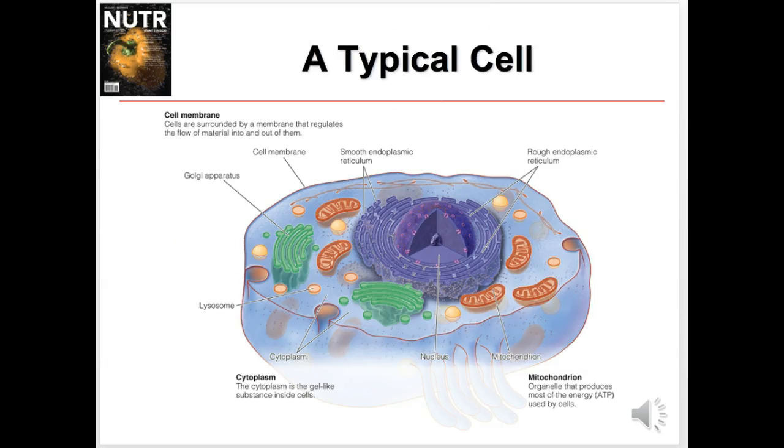Let's look at a typical cell. You can see the cells are surrounded by a membrane that regulates the flow of material in and out of them. And that's your cell membrane. As you look through this, you can see what a cell is made up of, which I think is just absolutely fascinating. I want to point out the mitochondrion, which you may have heard of before, is what produces most of the energy used by cells.